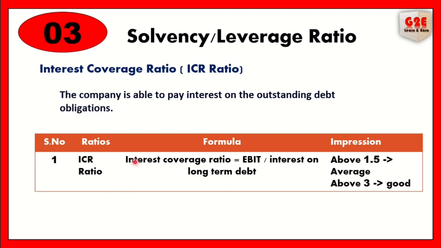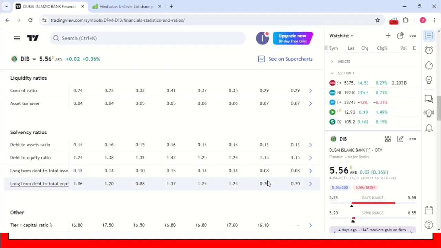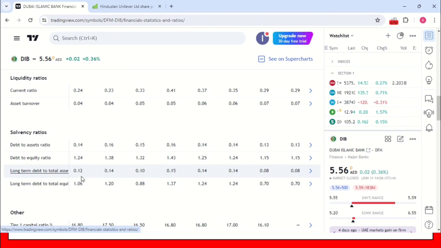So how can we calculate this? EBIT. What is EBIT? Earnings before interest and tax, divided by interest on long-term debts. From here, we need to take only long-term debts. We should not take short-term debts. With the help of that, we can calculate. In the UAE market, interest coverage ratio is not available, so with the help of that formula, we need to calculate.